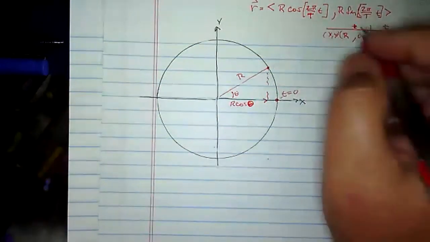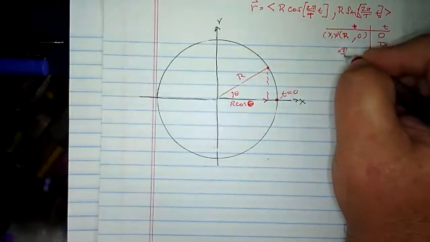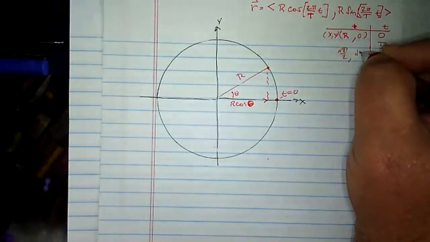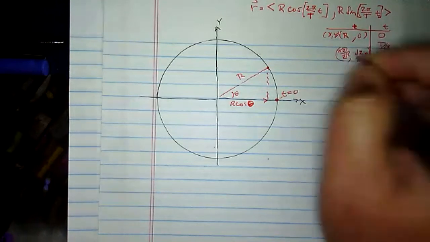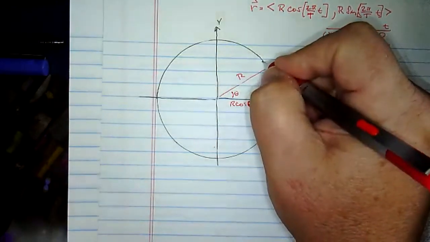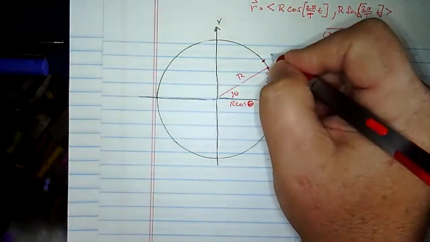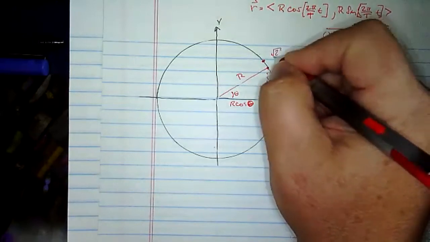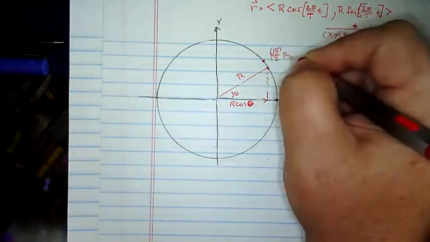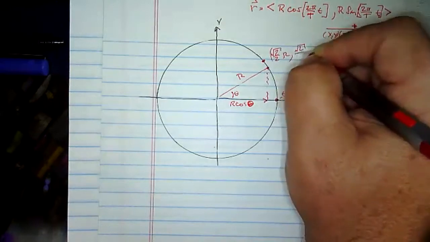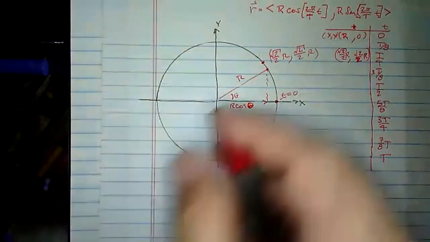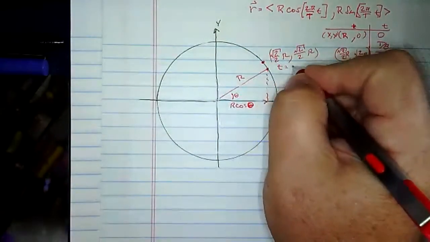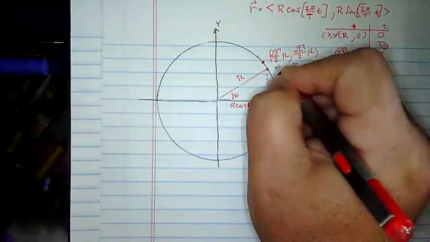So in fact, this would be root 2 over 2 times R, root 2 over 2 times R. So it's going to be right about here, root 2 over 2 R, root 2 over 2 R. And that's at t equals T over 8.